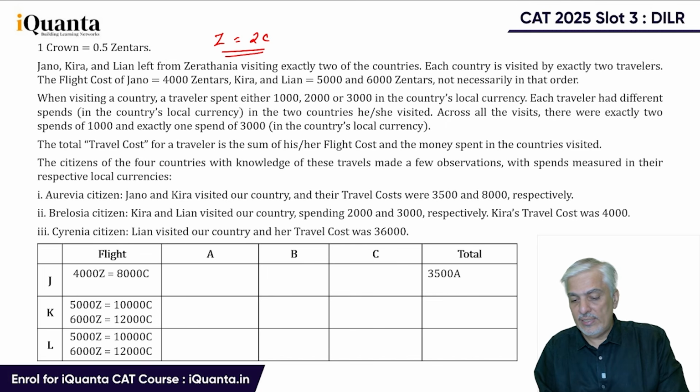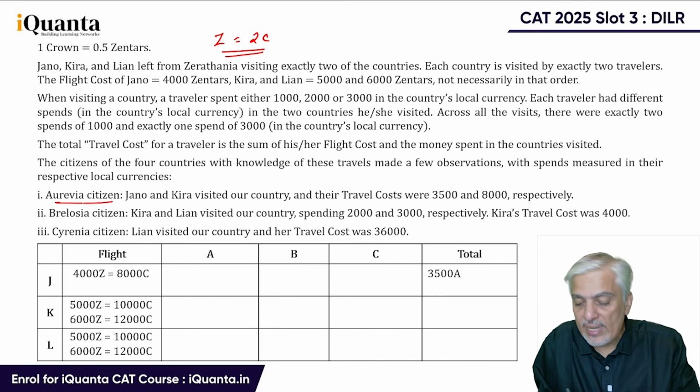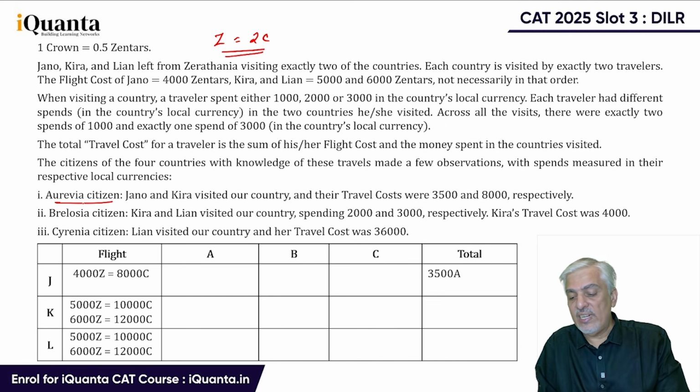What else? So this point. J and K visited our country and the total cost was 3.5 and 8,000. So somebody from A is saying that J and K came to my country and spent 3.5 and 8,000. I don't know the conversions. I've just left it there as it is.